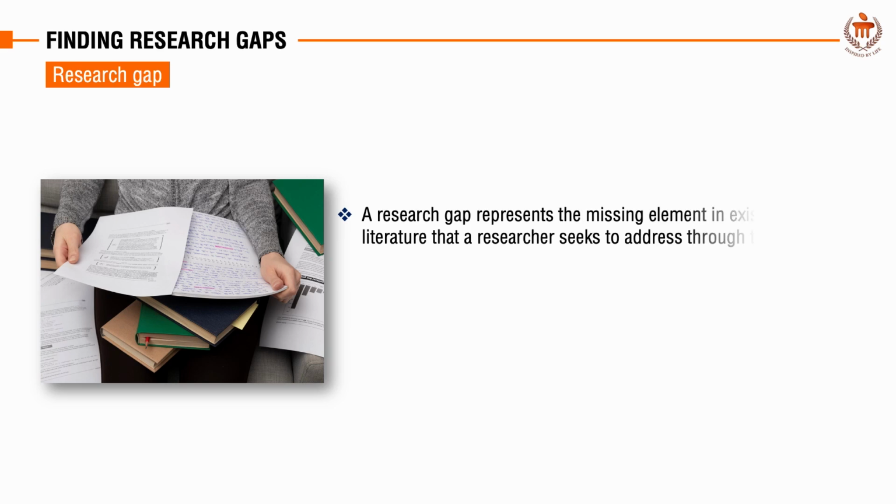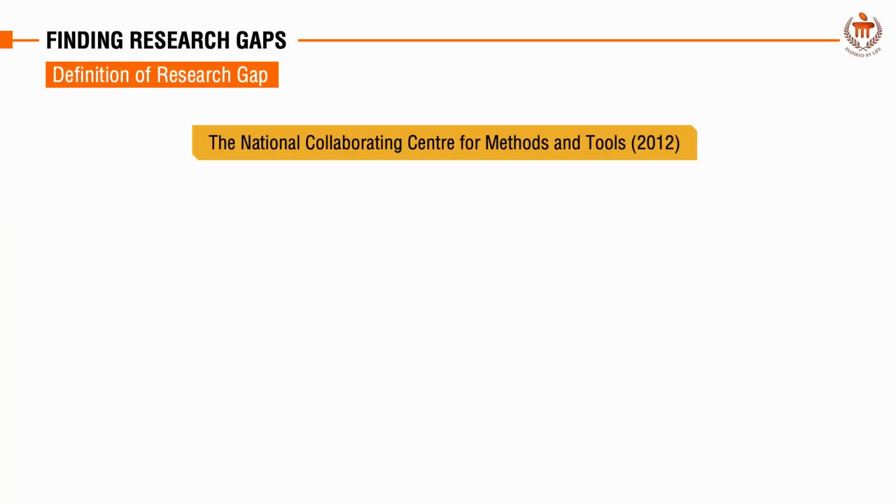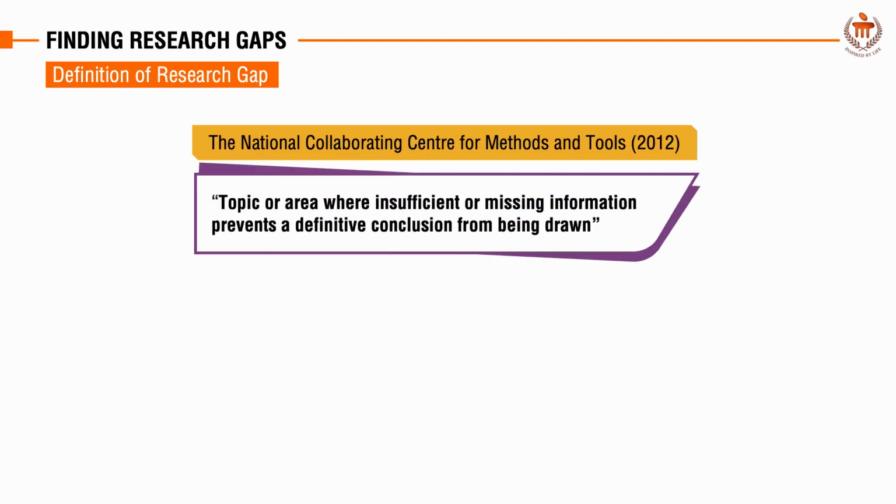A research gap represents the missing element in existing literature that a researcher seeks to address through their study. In other words, it identifies unanswered or inadequately addressed key questions within a field. A research gap can also be defined as a research question or problem that remains partially or entirely unaddressed in the existing literature. The National Collaborating Centre for Methods and Tools, 2012, defines a research gap as a topic or area where insufficient or missing information prevents a definitive conclusion from being drawn.